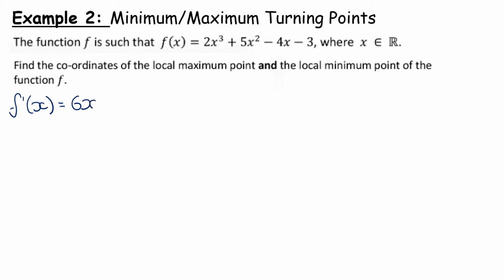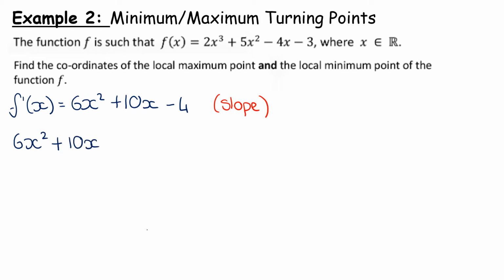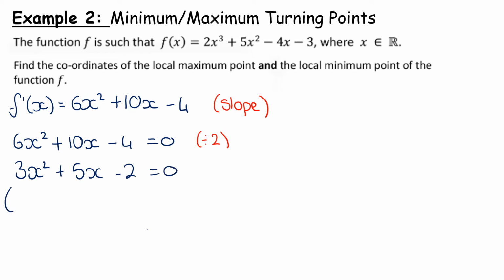This gives us 6x squared plus 10x minus 4. Remember that this represents the slope. To get the turning point, the slope is 0. So we let this quadratic that we've just found equal 0. And now we solve. I'm going to simplify it by dividing it by 2. You don't have to, but it just makes your numbers a little bit smaller and a little bit easier to work with. I would suggest using the guide number here.